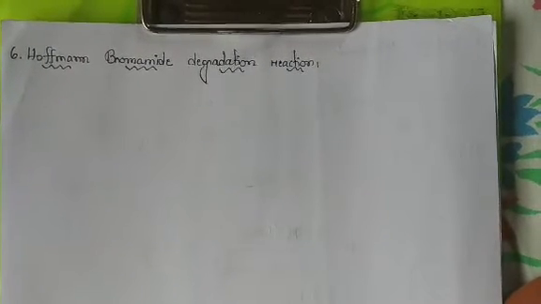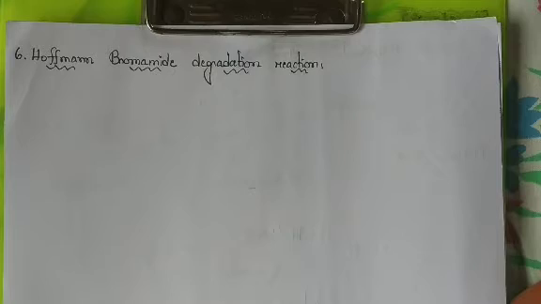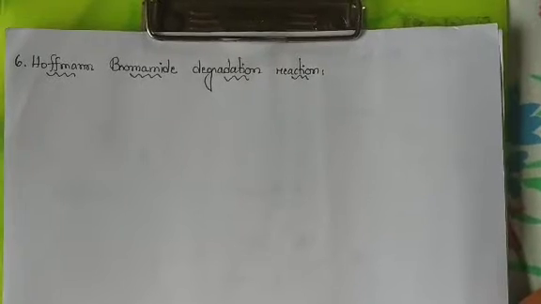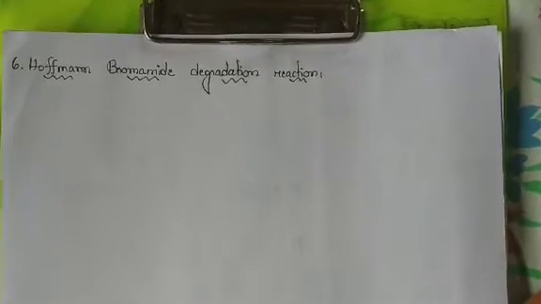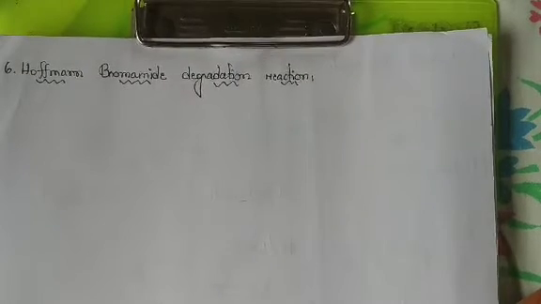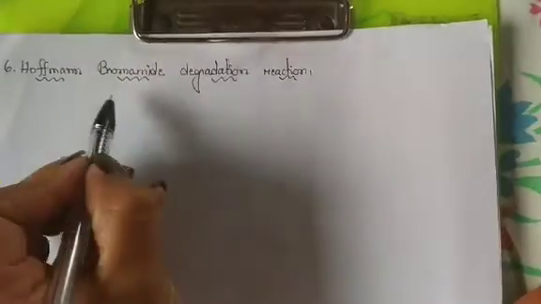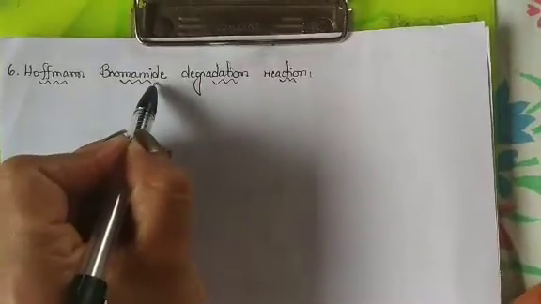Okay, now the last preparation method of amines, that is the Hofmann bromamide degradation reaction. This reaction is the preparation of primary amines by treating an amide with bromine in an aqueous or ethanolic solution of sodium hydroxide. In this reaction, bromine and amide are used.